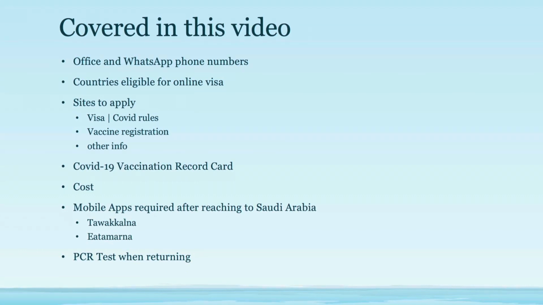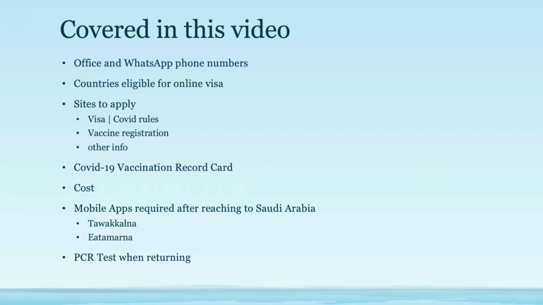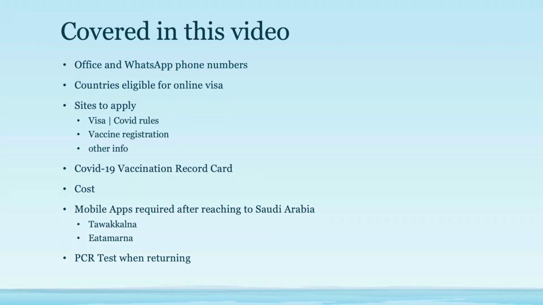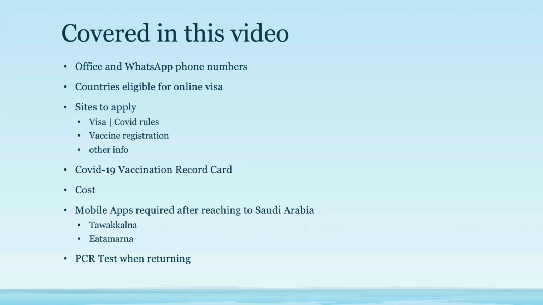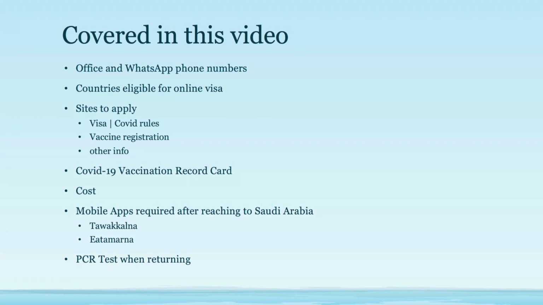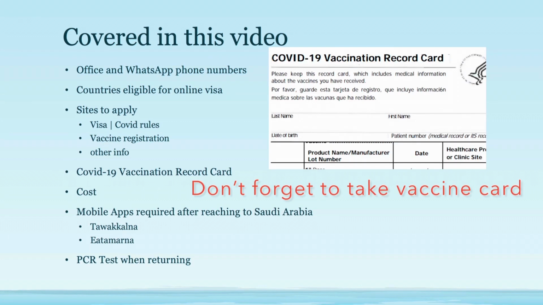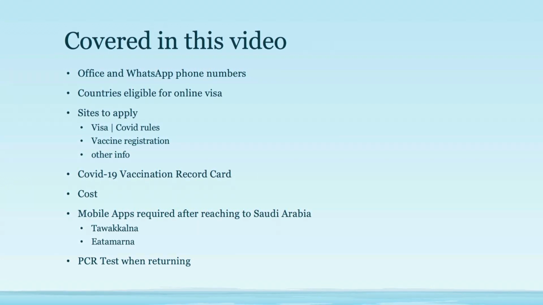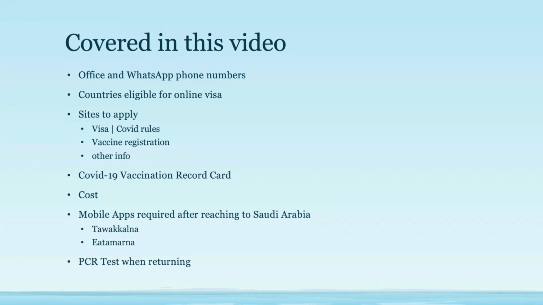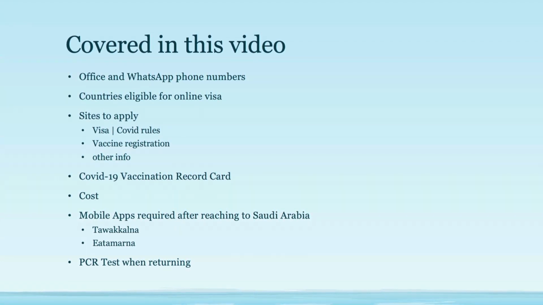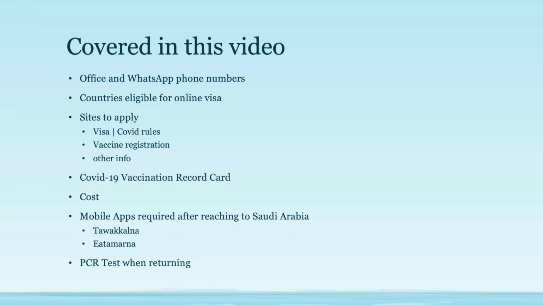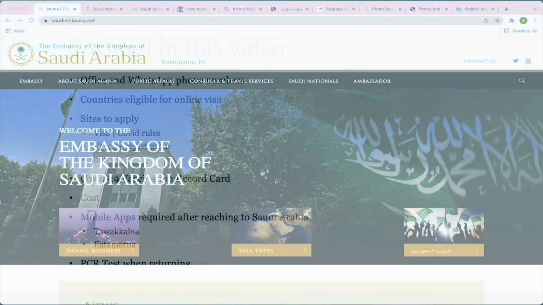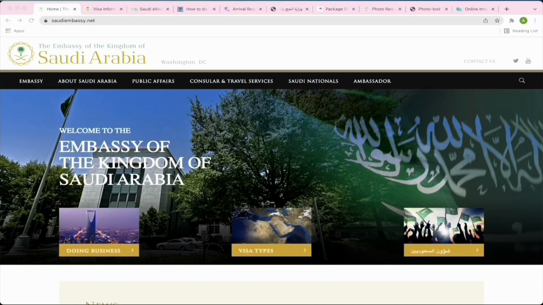What I will cover in this video are the countries that are eligible for the online visa, sites to apply for the visa and COVID vaccine registration and other info, the cost, and also provide information on the mobile apps that you need once you reach there, which are Tawakkalna and Eatmarna, as well as where to take PCR tests when returning. This is the Saudi Embassy site in the US, and the links are in the description below.